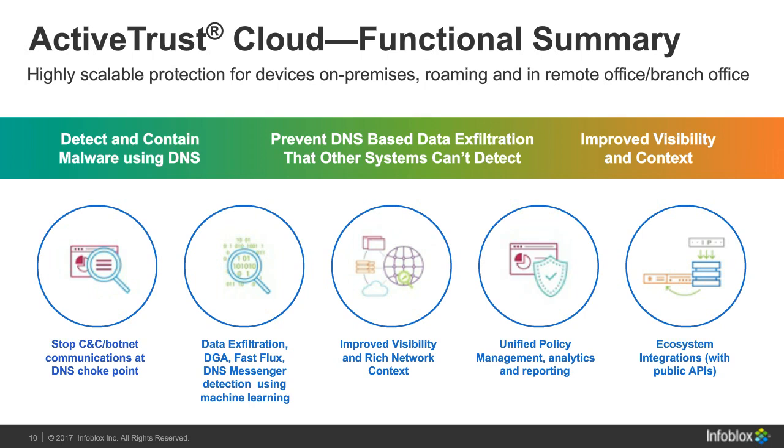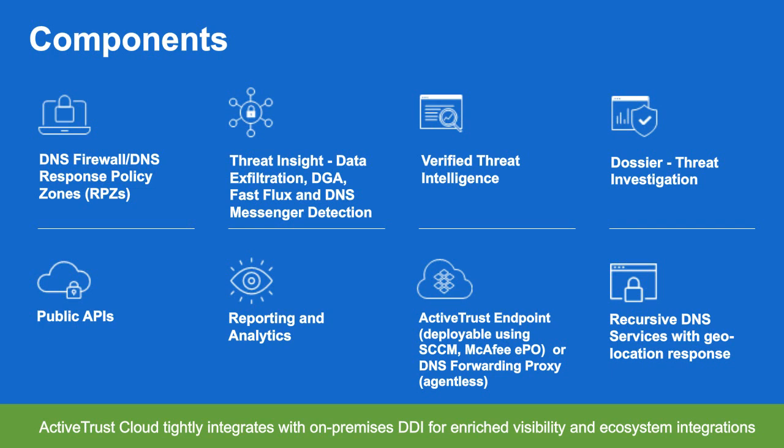So some of the components: I talked about malicious communications and blocking them. We do that with the DNS firewalling capability. So when we detect something that's going to a known bad site, we automatically put it into the RPZ, or response policy zone. So any future communications to that bad site is blocked at the DNS level.